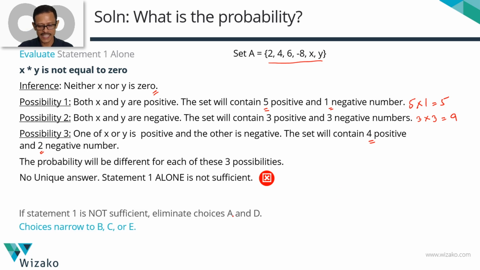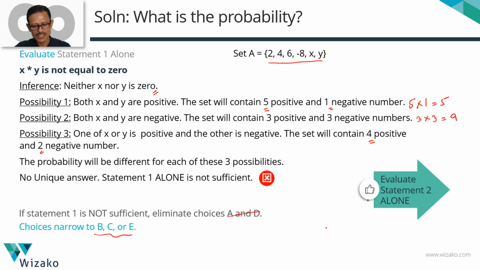So let's rule out choices A and D. We are down to B, C or E. Move on to statement 2. Evaluate that to determine whether it is B, or if you have to combine and determine whether it is C or E. Let's move on to statement 2.